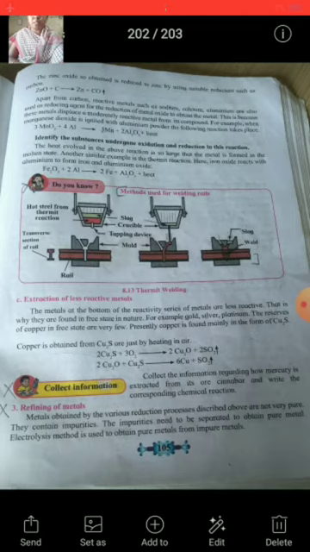So we see our next point, that is the extraction of less reactive metals. How are less reactive metals extracted? Less reactive metals are at the bottom of the reactivity series of metals, and they are less reactive. That is why they are found in the pure form or free state in nature.